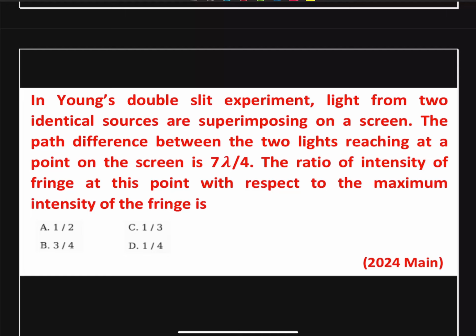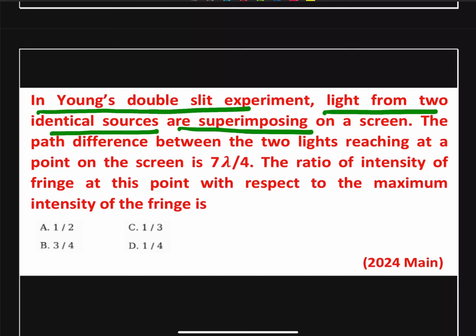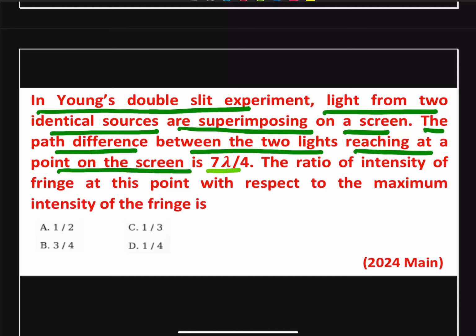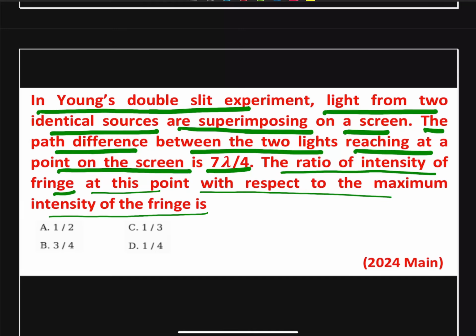Given in Young's double slit experiment, light from two identical sources are superimposing on a screen. The path difference between the two lights reaching a point on the screen is 7 lambda by 4. The ratio of intensity of the fringe at this point with respect to the maximum intensity of the fringe is. So here the path difference is given to us as 7 lambda by 4.